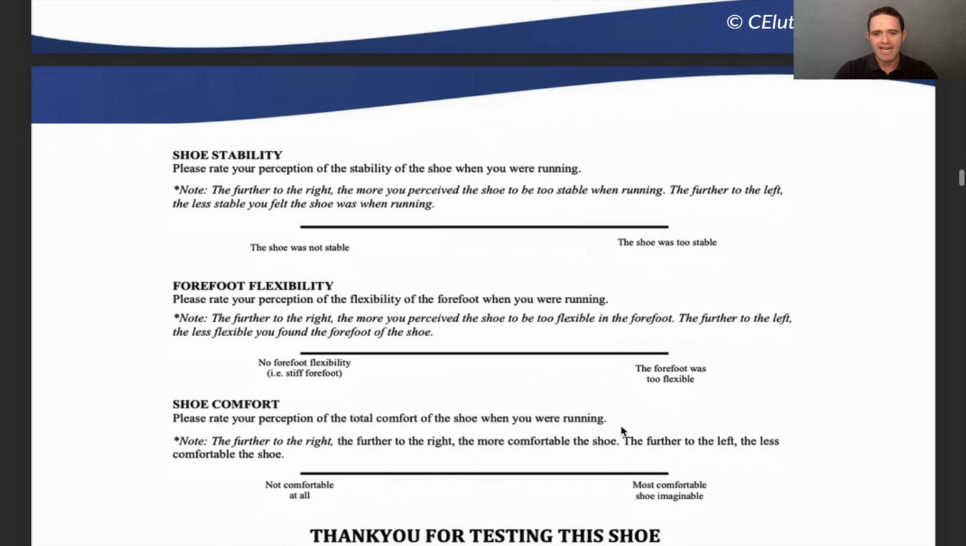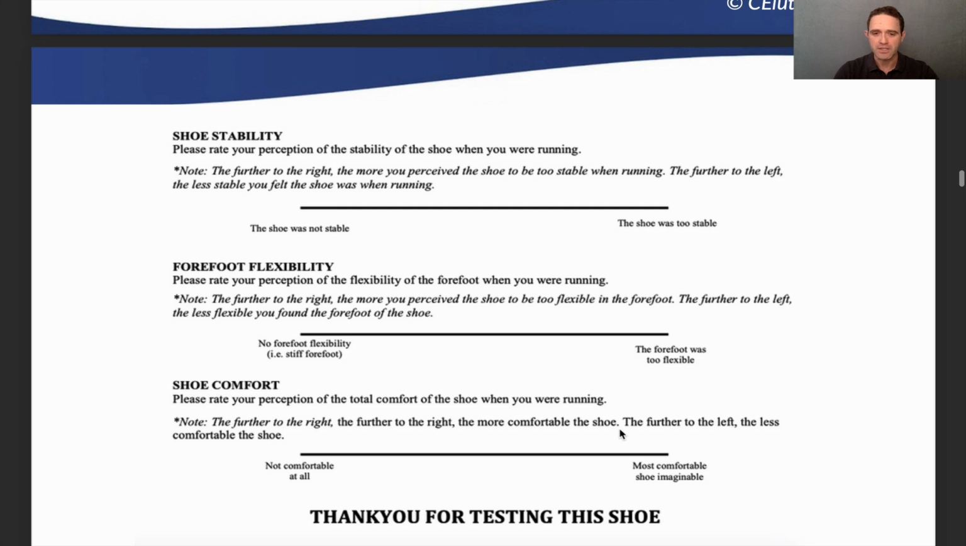Lastly, we just have them rank how comfortable the shoe is, on a subjective scale. This is all subjective, but we ask them to rate it just so we get an idea of how comfortable it is. On this scale, the most comfortable shoe imaginable, all the way to the right-hand side, would be ideal. And this gives us context when runners are assessing shoes. How comfortable is this shoe for them? If the shoe is not comfortable, it's not going to be good.